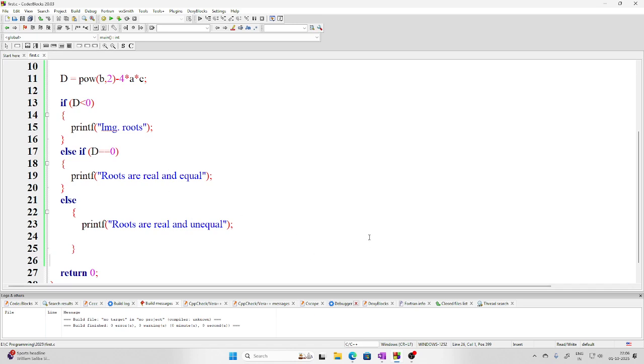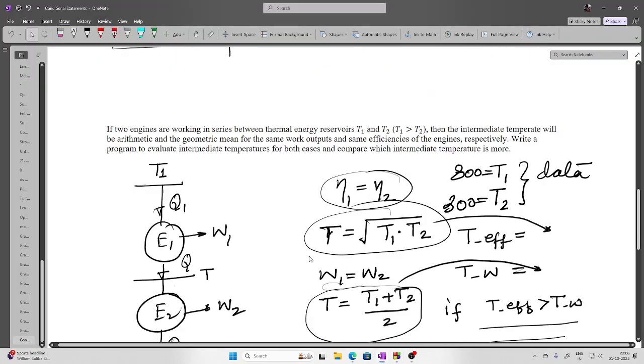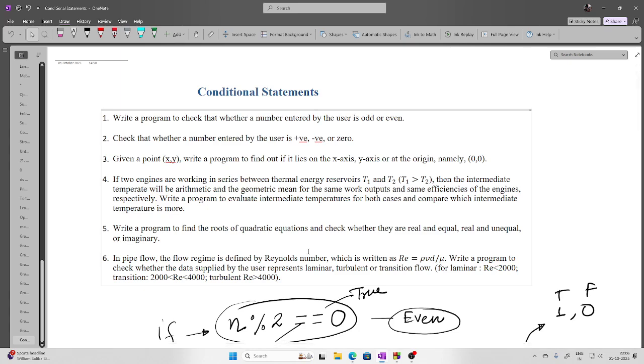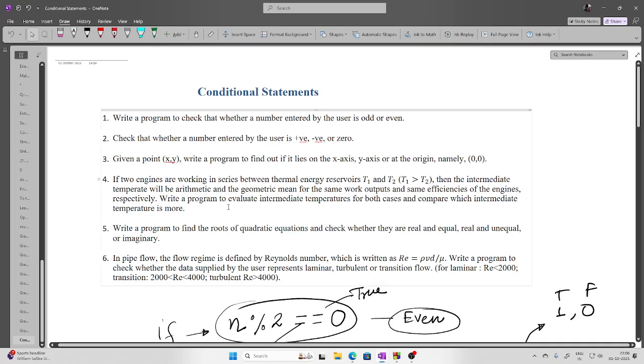So friends, in this lecture, I have explained how to solve the problems where some condition is given, and then you have to write your program and judge the answer based on that particular condition. In the description of this video, I will leave this question and this question for your practice. Please do them so that you can understand these statements well.